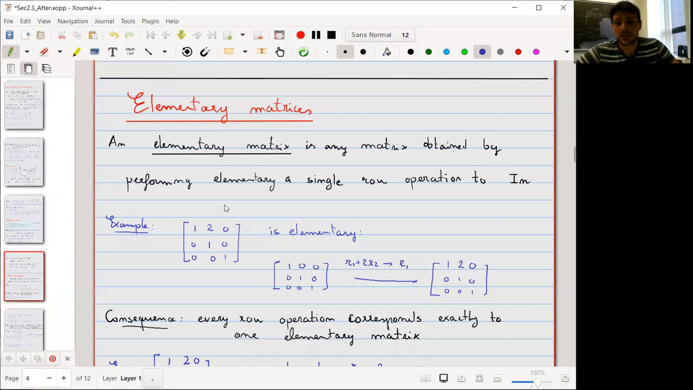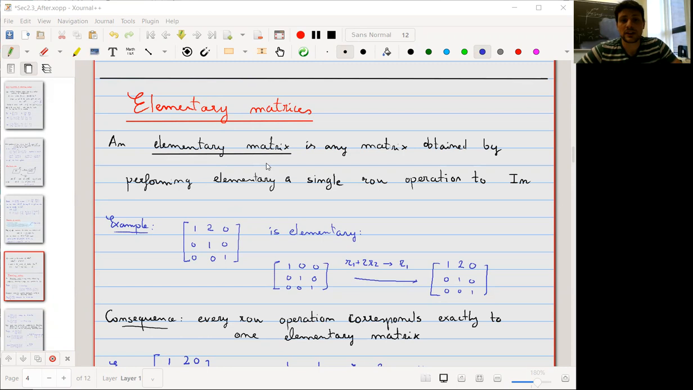Hi everyone, today's video is about elementary matrices. Elementary matrices represent a dictionary between elementary row operations, which we've used for Gaussian elimination to solve linear systems, and the matrix language that we have been developing. In fact, here's the definition.